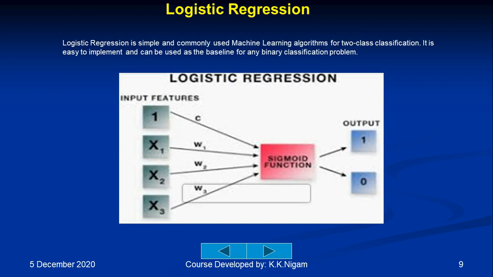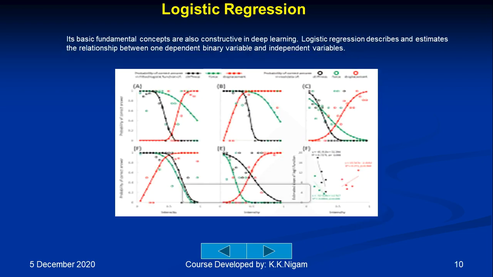Now, logistic regression is a simple and commonly used machine learning algorithm for two-class classification. It is easy to implement and can be used as the baseline for any binary classification problem. Its basic fundamental concepts are also constructive in deep learning. Logistic regression describes and estimates the relationship between one dependent binary variable and independent variables.